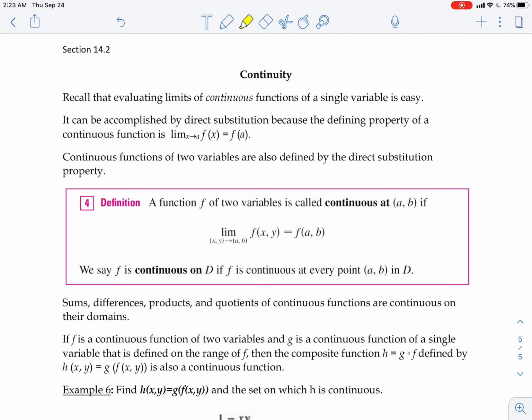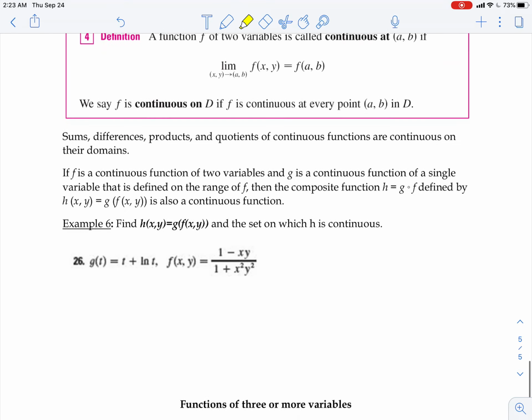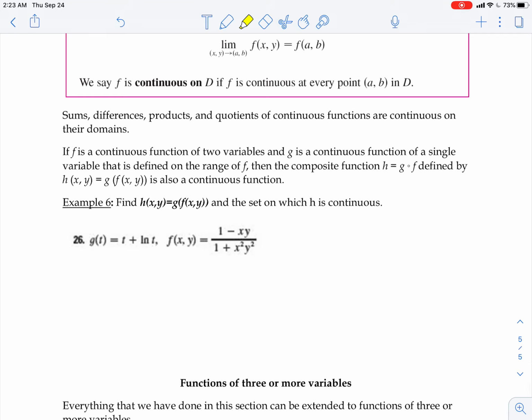So a function of two variables is called continuous at (a, b) if the limit as (x, y) approaches (a, b) of f(x, y) is the same as the function defined at (a, b). If you evaluate the function at (a, b) and you get the limit, then it's continuous. We say f is continuous on D if f is continuous at every point (a, b) in D. Alright, sums, differences, products, and quotients of continuous functions are continuous on their domains.